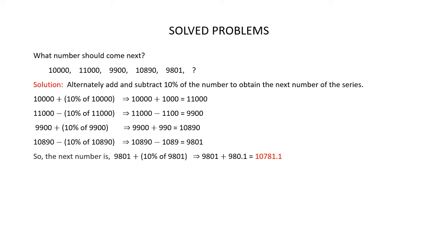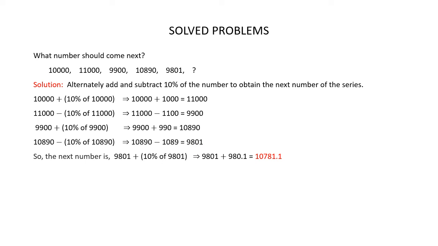Next, 10,890 minus 10% of 10,890, which is 1,089. So 10,890 minus 1,089 is 9,801, which is the next number.